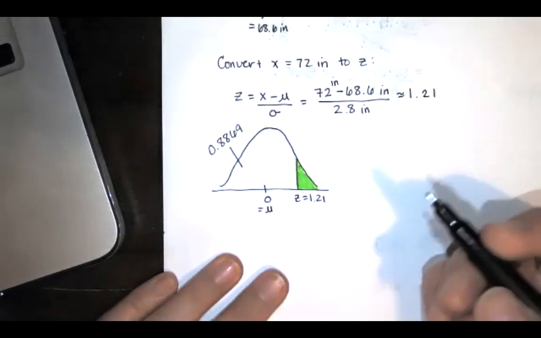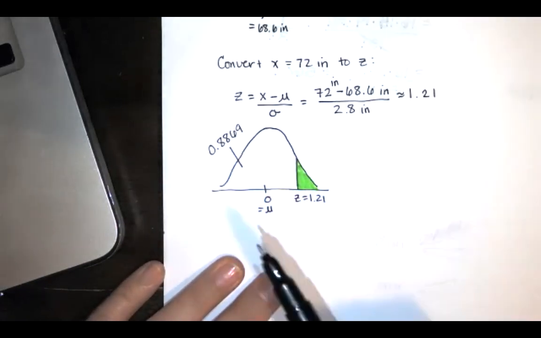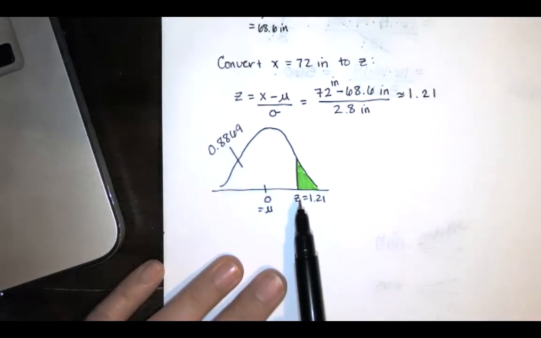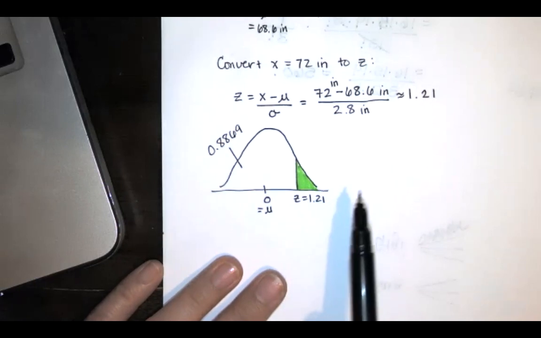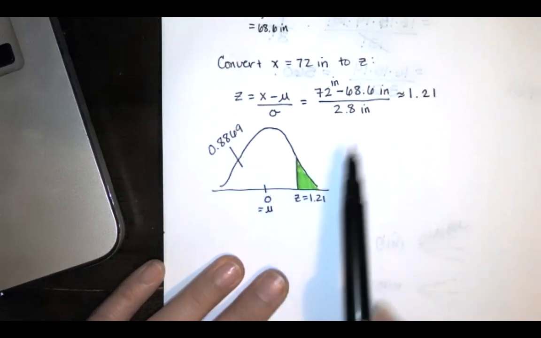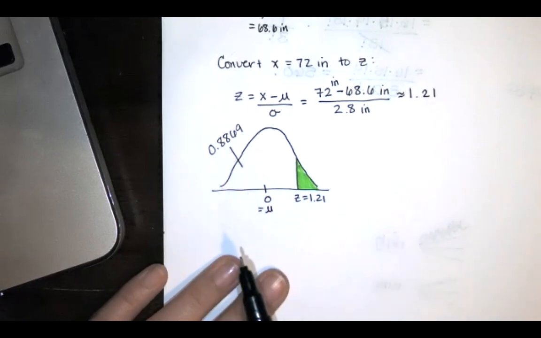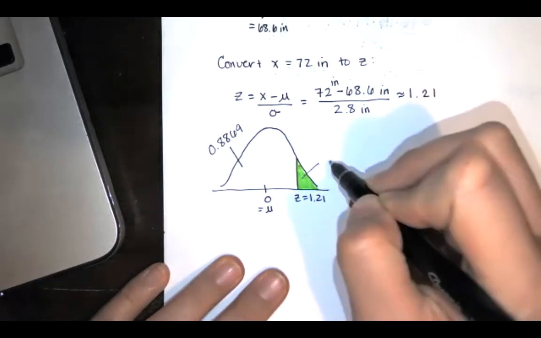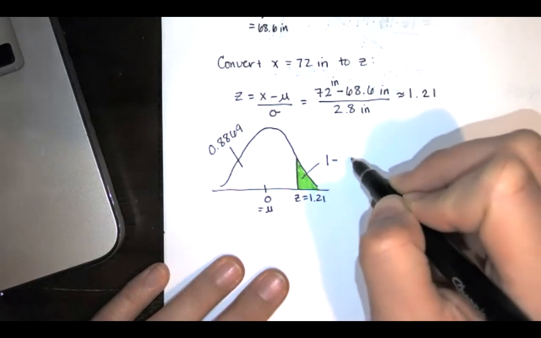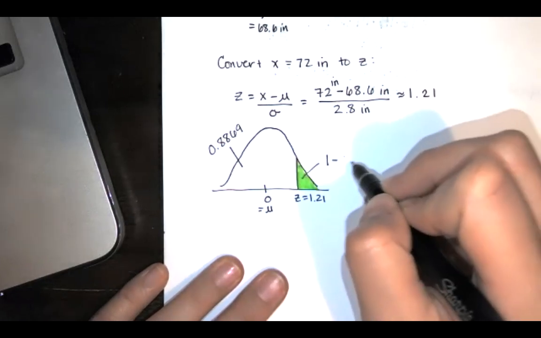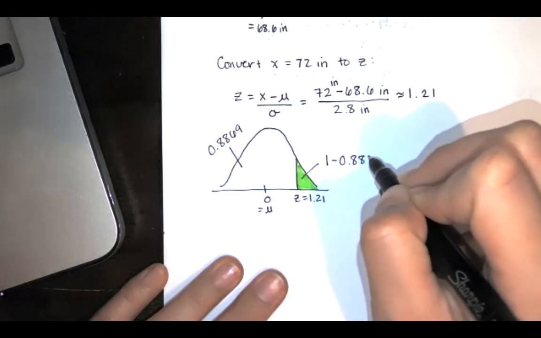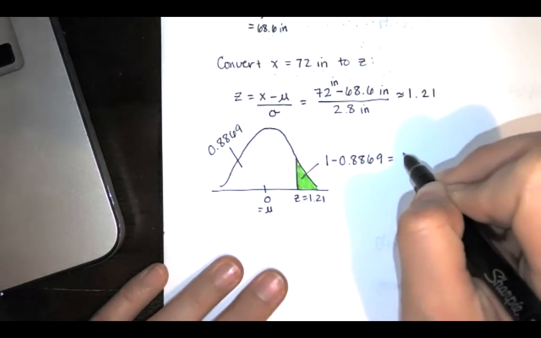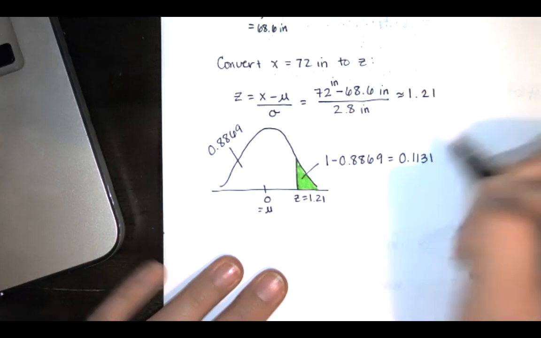So I have this area to the left, and it's an approximation based on the fact that this z equals 1.21 was also an approximation. We had to round here, so that rounding is leading to a little bit of error. But then this area has to be 1 minus the area to the left, because the total probability has to be 1, right? And we get 0.1131.